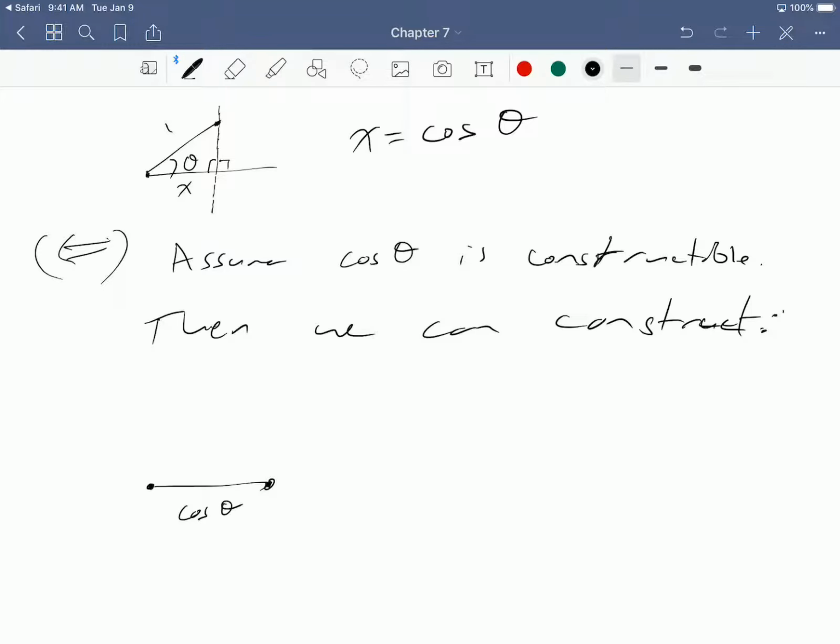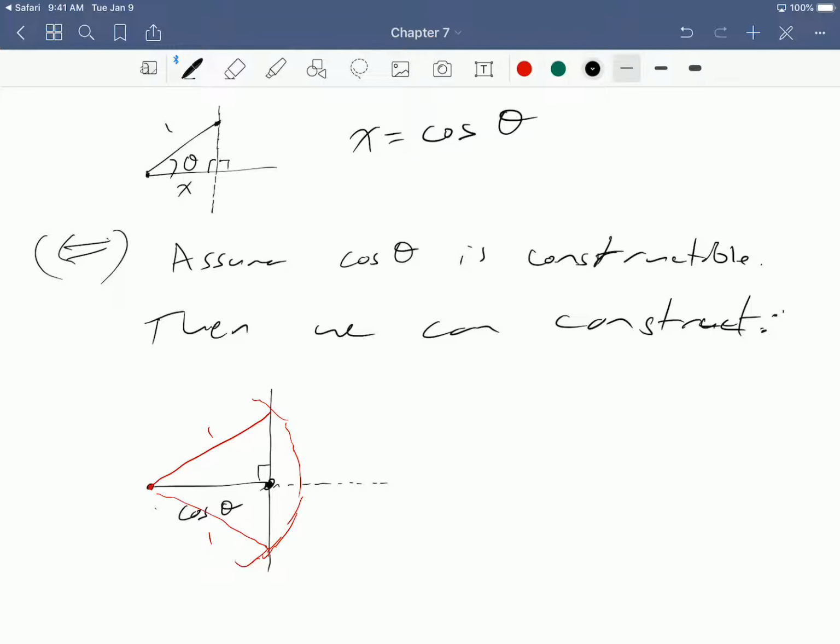Imagine this line extends out; I've cut it off at length cosine theta. Through that point at the end, I'm going to make a perpendicular, which we know how to do. We can draw a perpendicular through the point on the line. And then I'm going to set my compass to be length 1. I'm going to put the center on that left-hand point of my segment and draw that circle. I'm going to draw a circle of radius 1 and see where it intersects. And it's going to intersect in 2 places like that.